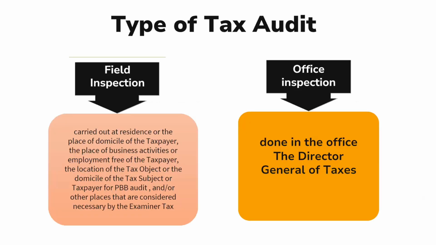The next is the type of tax audit. So there are two types of tax audit: field inspection and office inspection. What is field inspection? Field inspection is carried out at the residence or place of domicile of the taxpayer, the place of business activity or employment of the taxpayer, the location of the tax object or the domicile of the tax subject or taxpayer for land and or buildings tax audit, and or other places that are considered necessary by the tax examiner. And the office inspection is done in the office of the Director General of Tax.